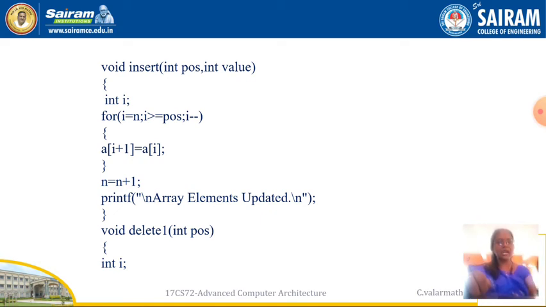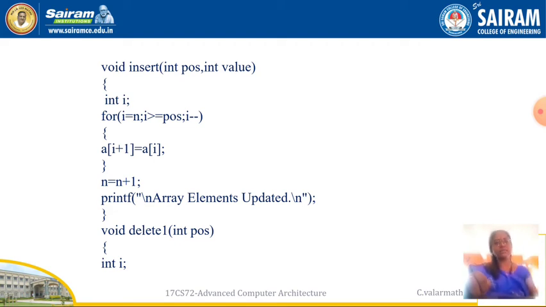i equal to n, i is greater than or equal to position, i minus minus is given. Then how is it inserting? Listen to this line: a of i plus 1 is equal to a of i, right? So a of i is the value which is stored in the previous one, and now it is moved to a of i plus 1. That means before inserting at the position, the current value of that position should be moved on to the next position, right? So the current value of the position should be assigned to the next position. That's what is done in this line. So a of i plus 1 is assigned as a of i.